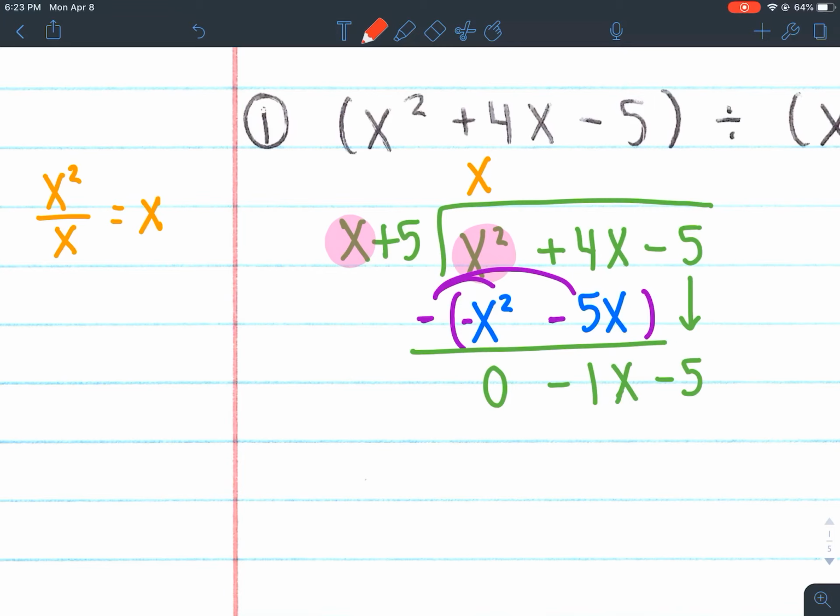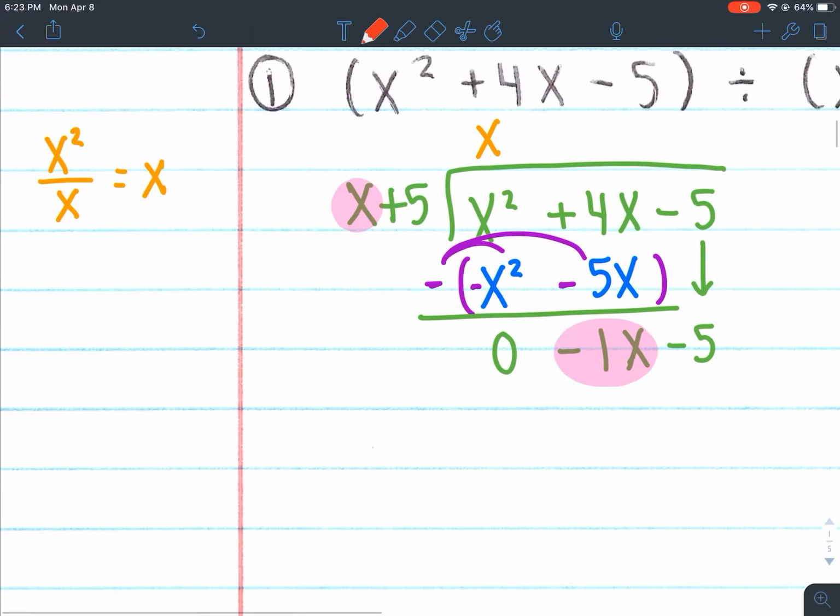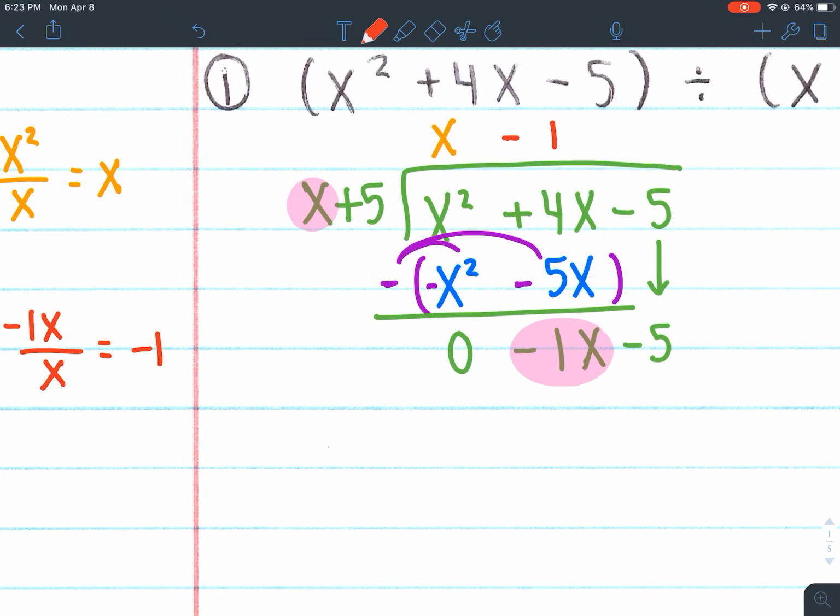Then, what are you going to do? You're going to repeat this process all over again. So, you're going to ask yourself, how many times does x go into negative 1x? Okay, so that's what we're going to do over here. We're going to do negative 1x divided by x. Okay, that's going to leave us with negative 1. So you're going to write the negative 1 on top.